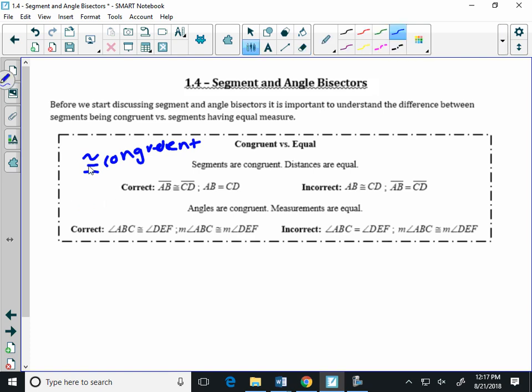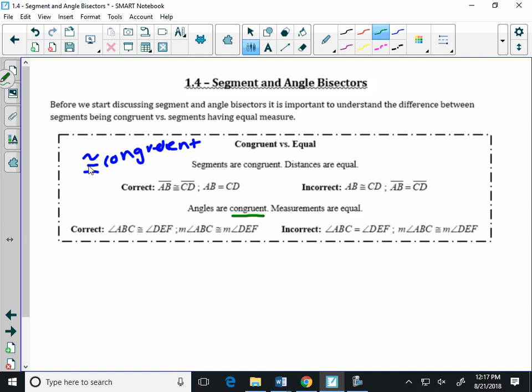Good question. So the incorrect way of writing it would be to have no bars and use the congruent symbol, or have bars and use the equal symbol. Just a really picky thing about geometry. They're very specific with their symbols. Same thing with angles. The actual angles themselves are congruent, but their measurements are equal.